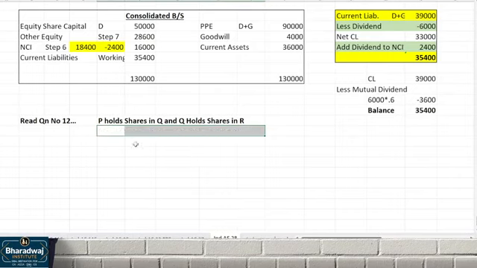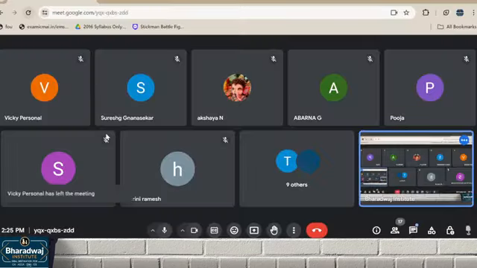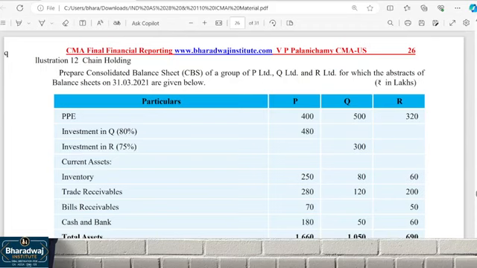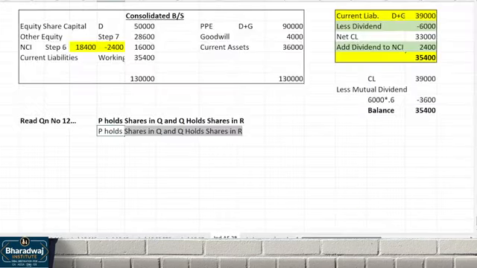Go to question number 12. P holds how much percent of Q? P holds how much percentage of Q? 80% of Q. And Q holds 75% of R.